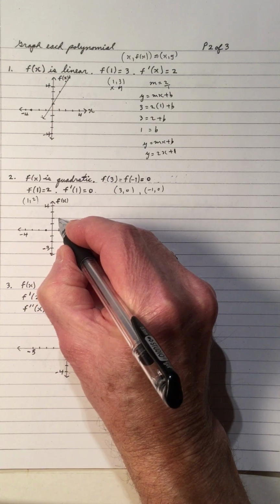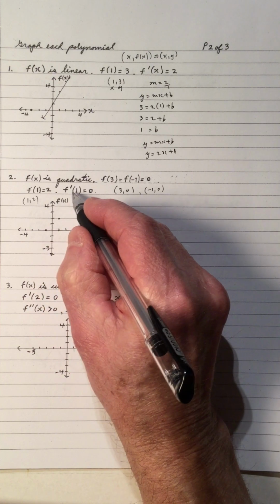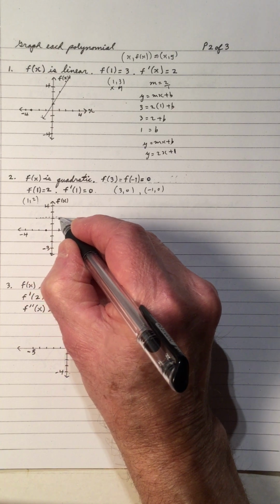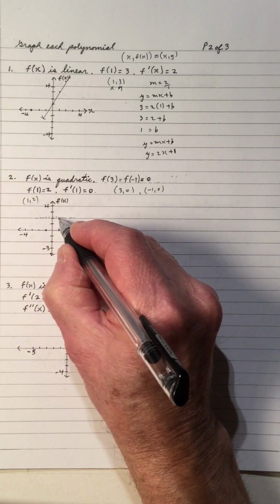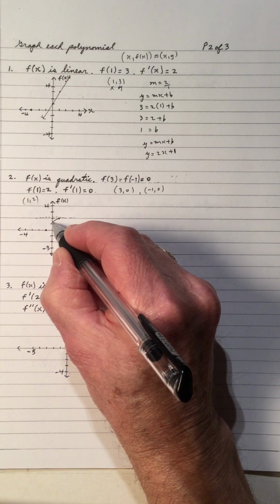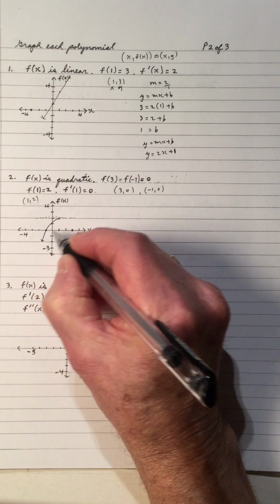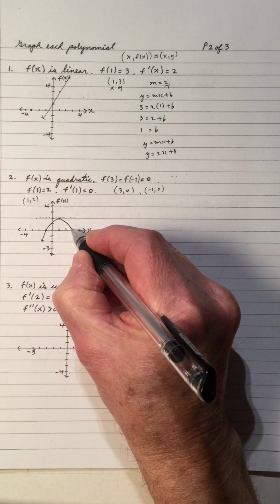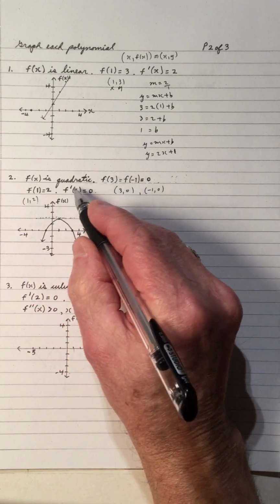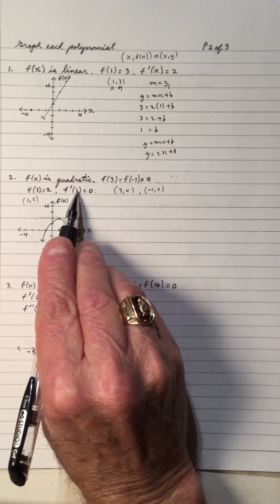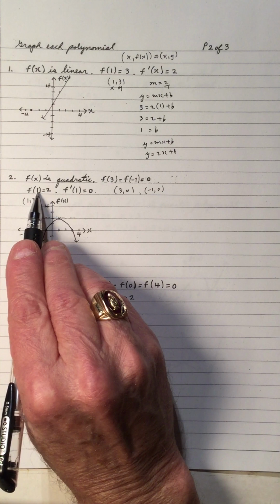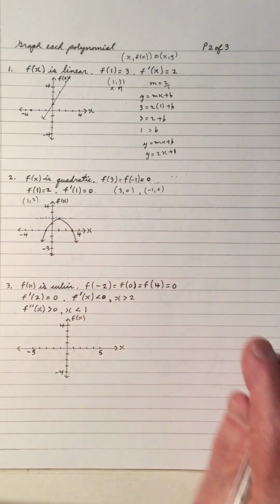So that means this is the vertex of the parabola, because if f prime of 1 is 0, the slope of the tangent is 0 right here. So this point is the x-coordinate of the vertex, where the slope is 0. So there's the vertex, coming down through the x-intercept of negative 1 and down through the x-intercept of 3. Again, this point is 1, 2, so this is the vertex of the parabola.